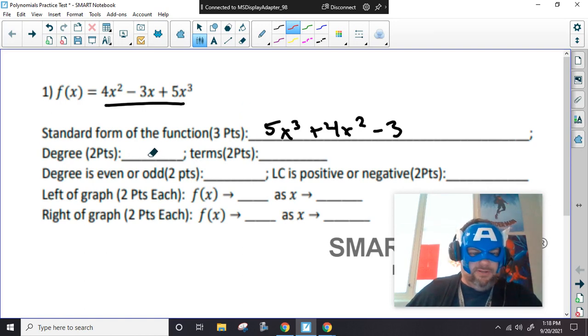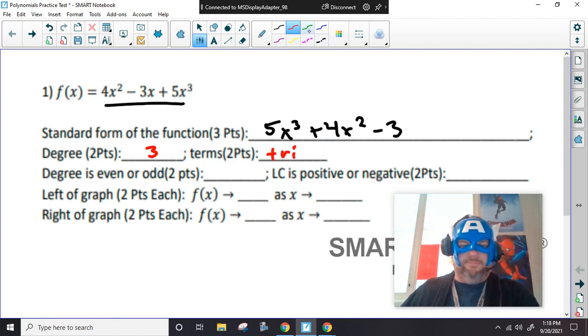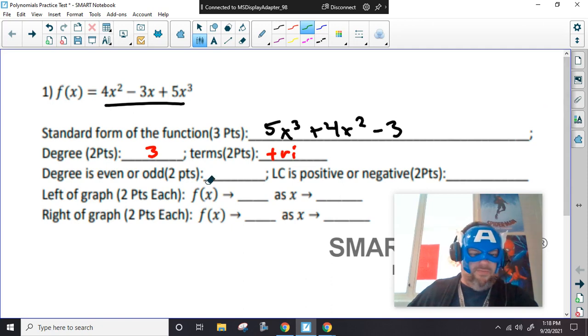Okay, so the degree, well, the highest exponent is 3. Number of terms, we have 3 terms, so this is a trinomial. Now, to know if this is even or odd, we look at our degree. It's 3, so this would be odd. Yes, you actually do get 2 points for writing even or odd.